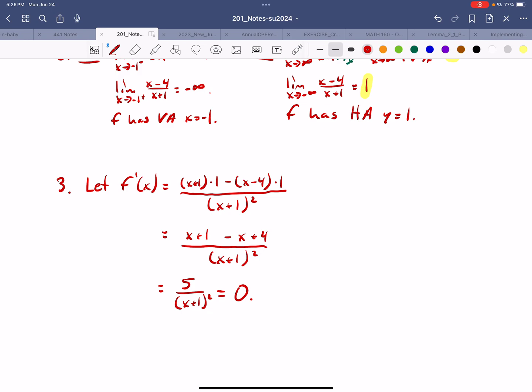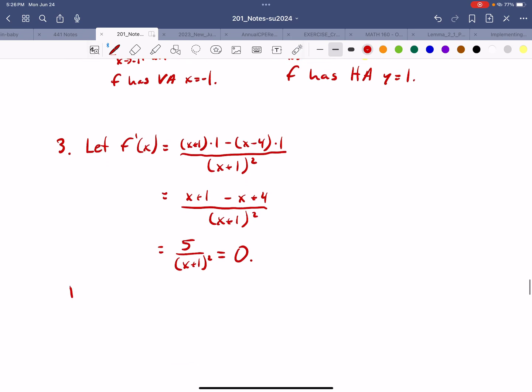Do you see anything that's a bit off about that? But f prime of x never equals 0, right? There's a 5 in the numerator. Not only does it not equal 0, f prime of x is always greater than 0 when defined. Also note, f prime of x does not exist at x equals -1. And that should be obvious because -1 wasn't in our domain for f.